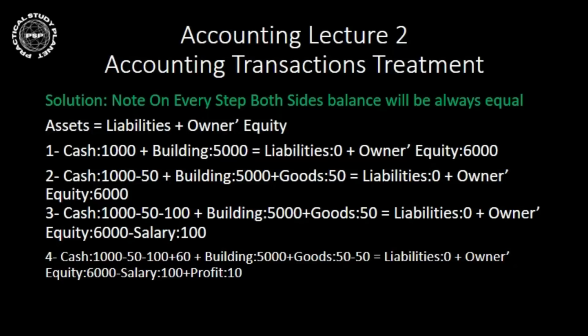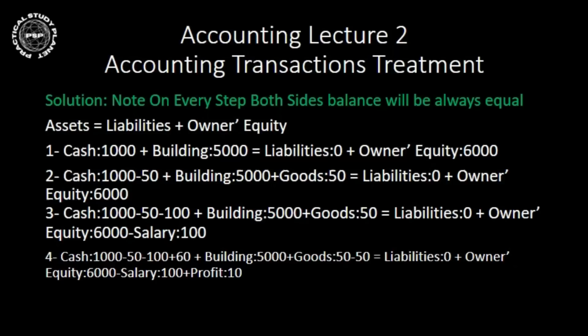Note that at every step both sides' balances will always be equal. See here, assets are equal to liabilities plus owner's equity. In the first transaction, cash 1,000 and building 5,000 are equal to the liability, with no external loan, plus owner's equity 6,000. So the total is always equal, at every step.